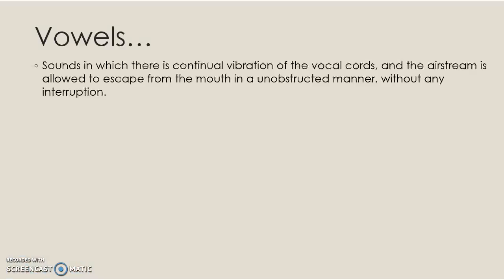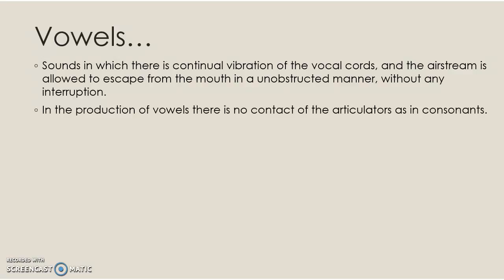When we look at vowels, we're going to see that these are sounds in which there is a continual vibration of the vocal cords. The airstream is allowed to escape from the mouth in an unobstructed manner and without any interruption. When we produce vowel sounds, there is not going to be any contact with any of the articulators that form part of our mouth. When we saw consonants, we talked about interdental, labiodental, alveolar, palatal, glottal sounds. These descriptions are not going to work for vowels because we don't touch any of these parts when we produce these sounds.